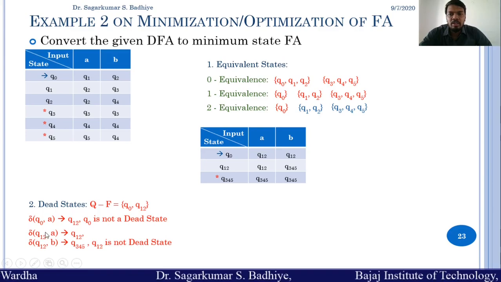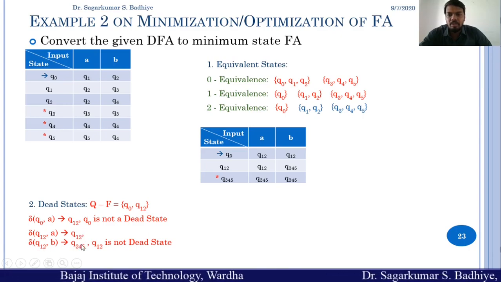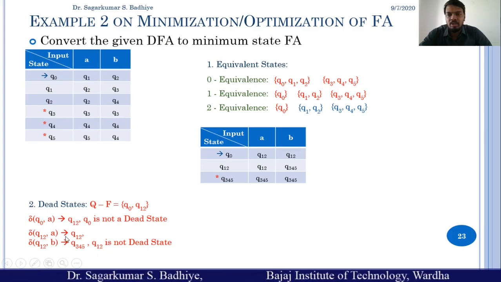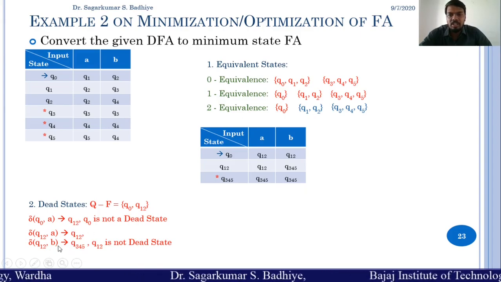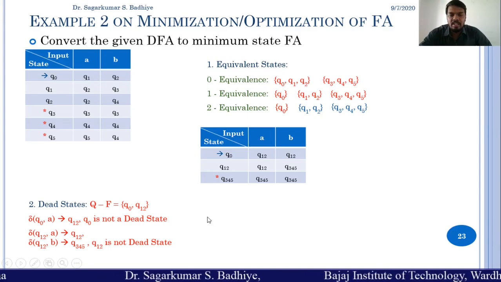Similarly, q12 on A goes to q12. So this is the same state, so we need to consider the transition for B input. So q12 on B goes to q345, which is a different state. So q12 is not a dead state. If the transition from a particular state on every input goes to itself, then such a state is called a dead state. So here both the states are not dead states as they go to some other state for some inputs. As there is no dead state, we cannot eliminate any state from this transition table.